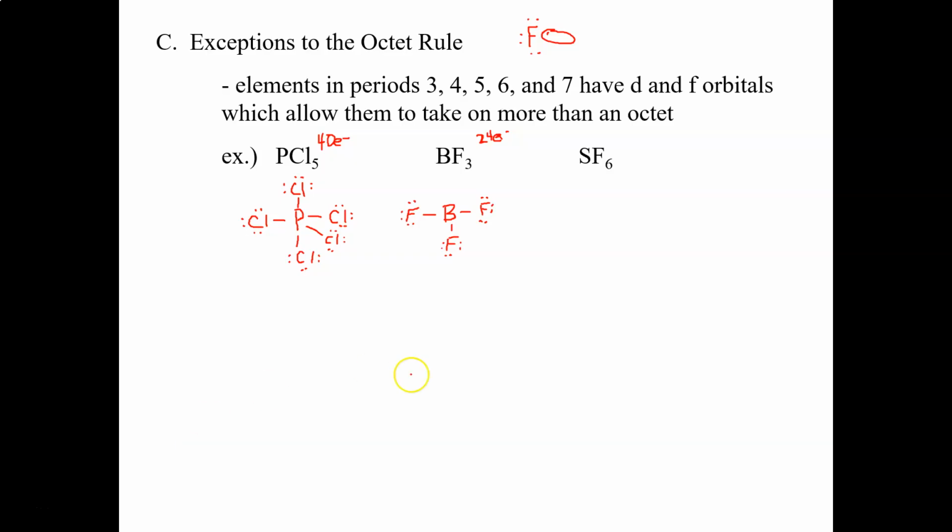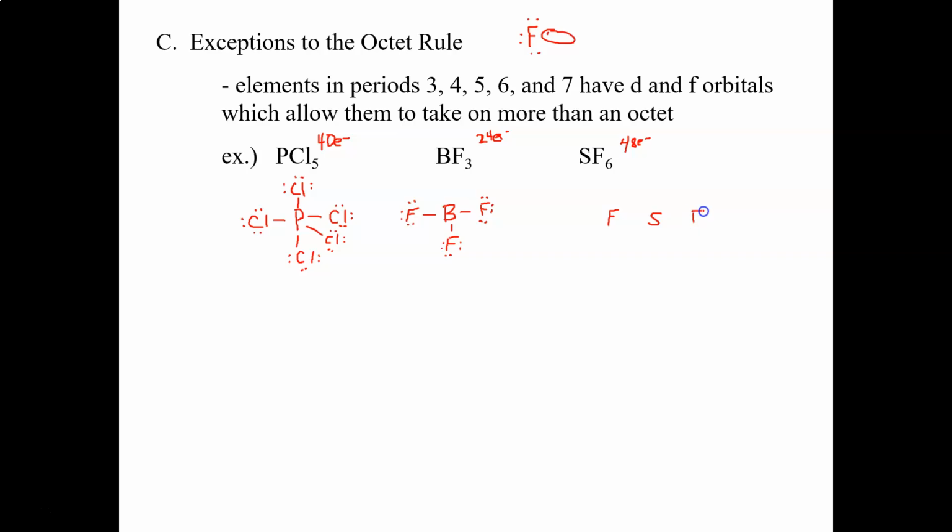All right, at this point, you should have drawn your own. So S is in group 16, so it has 6. F is in group 17, so it has 7. But there's 6 of them. 7 times 6 is 42, plus 6 more is 48. So this thing's got 48 valence electrons to work with. What goes in the middle? Well, obviously the S is in the middle. And then I have 6 Fs to put around the outside of it.